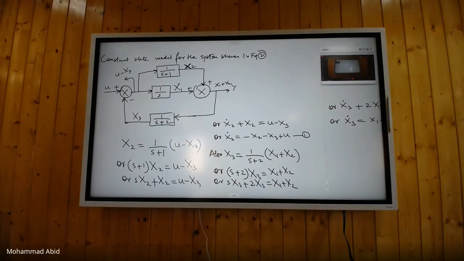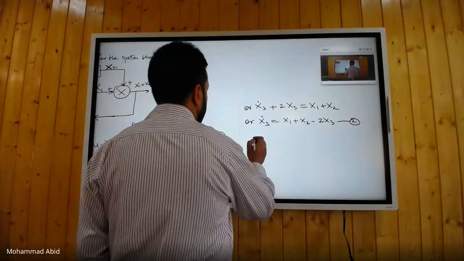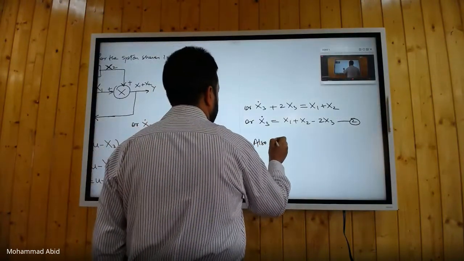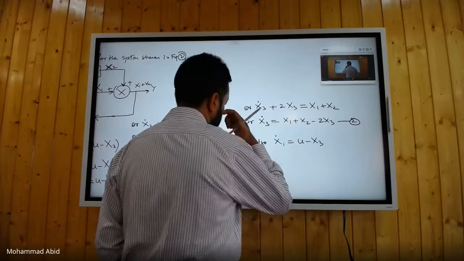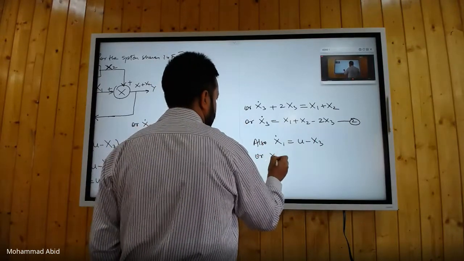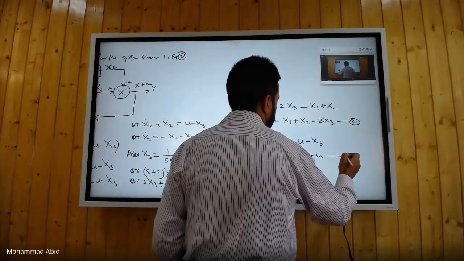Now the equation for x1 dot. I haven't got the x1 dot equation yet. What is the equation for x1 dot? Let's see. x1 dot is u minus x3. Or I can write it like this: x1 dot is equal to minus x3 plus u. This becomes my equation number 3.